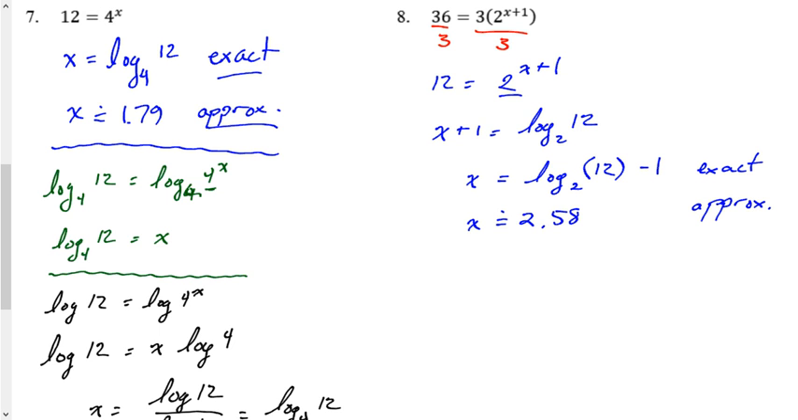Again, there are more ways that this could be written. And if your calculator doesn't operate in base 10, then what we could have done here is to use that change of base rule that says x is equal to the log of 12 divided by the log of 2, and then subtract the 1. On to question number 9.